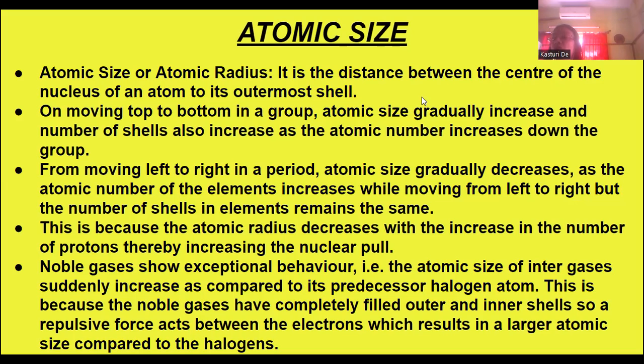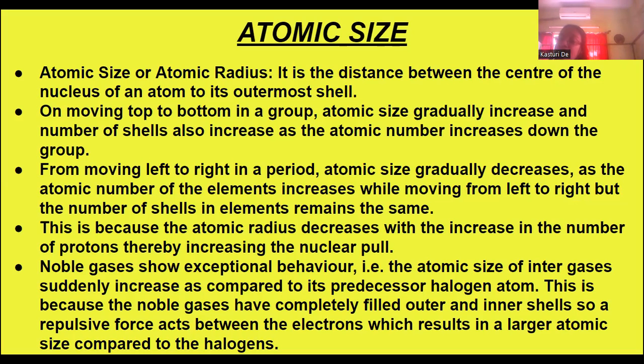Now, in a period, when we are moving from left to right, the atomic size gradually decreases. Why? Because the atomic number of the elements increases while moving from left to right, but the number of shells in the elements remains the same.